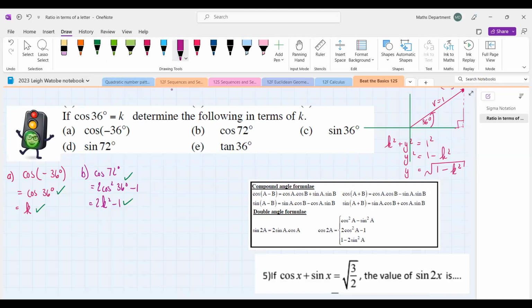Question C is super easy. That's the sine of 36. So we would need our diagram and Pythagoras to that, which we've got on the side. All right, so we know that that would be root 1 minus k squared. So we would get marks for our diagram, Pythagoras, our answer. Question D next. We have got the sine of 72. Anyone want to tell me what you did with the sine of 72?